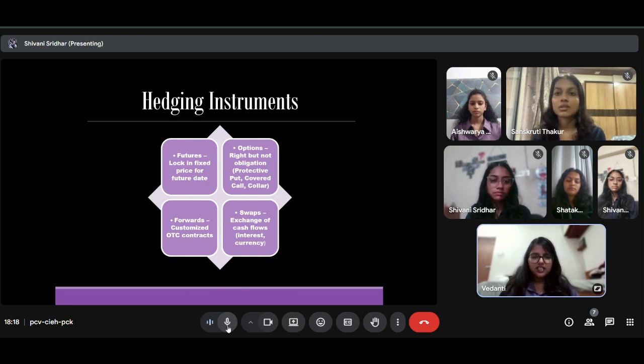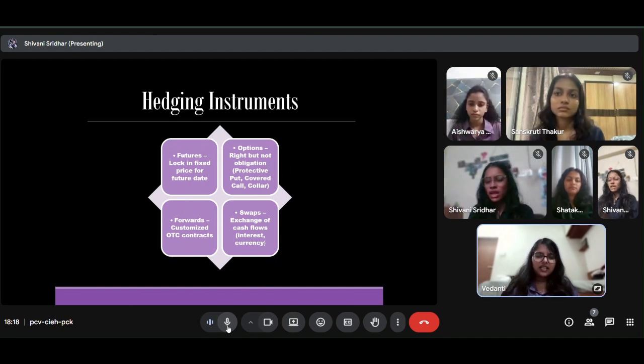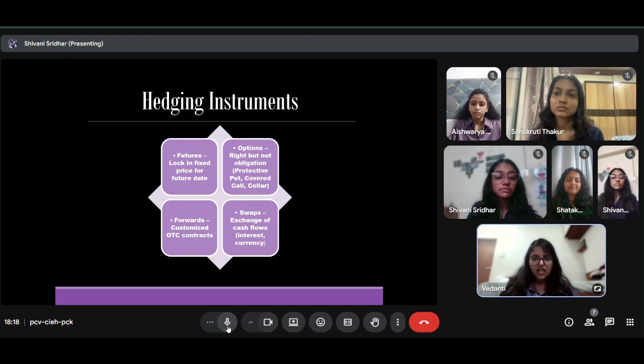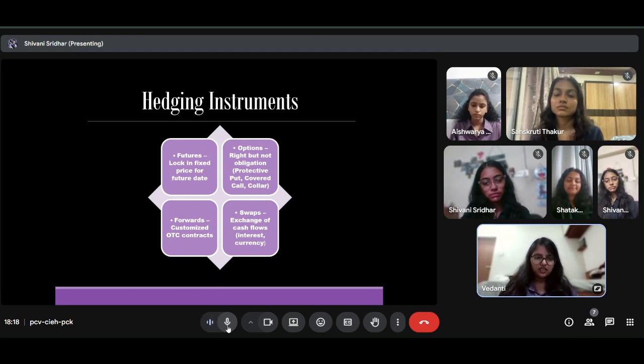Next is forwards. These are similar to futures but customized and traded over the counter, not on exchanges. They are tailored to the specific needs of the buyer and seller, like two companies fixing an exchange rate for a future transaction. Last is swaps. In swaps, two parties exchange cash flows to manage risks. The most common are interest rate swaps and currency swaps. For example, a company with a loan at a variable interest rate might swap it for a fixed rate to reduce uncertainty. So, to summarize, futures, options, forwards, and swaps are the main instruments used for hedging.